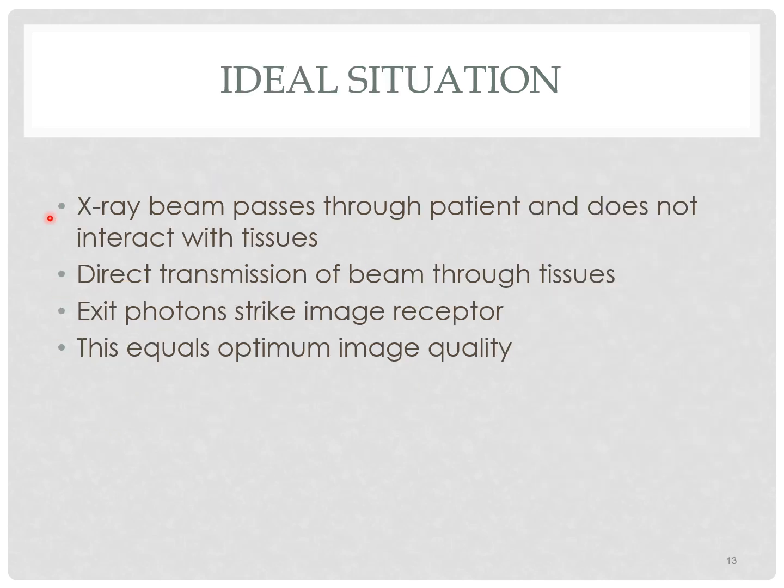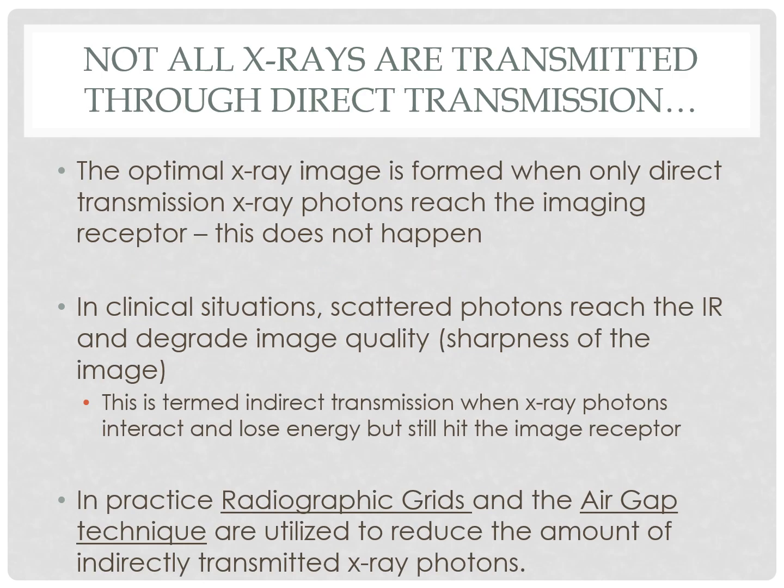X-ray beam passes through patient and does not interact with tissue. Direct transmission of beam through tissue. Exit photons strike image receptor. This equals optimum image quality. So there's no fog, there's no scatter. It's just either direct transmission, or it goes away from the patient, or it just gets absorbed.